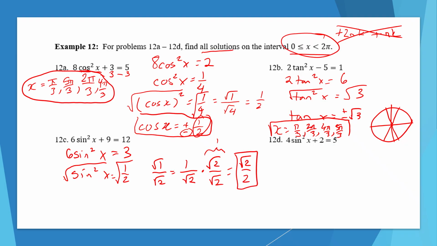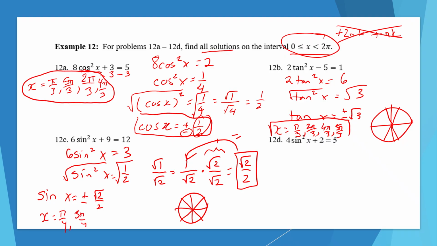So this is the same as this right here. Those two are equal. It's just a different way to write it. So be familiar with that. Here, then we should get sine of x equals plus or minus root 2 over 2. Once we have that, it's going to be every reference angle of 45 degrees, because that's where sine is equal to root 2 over 2. So that's going to be x equals pi over 4, 3 pi over 4, 5 pi over 4, and 7 pi over 4 as our answers there. All right, so that's 12c.